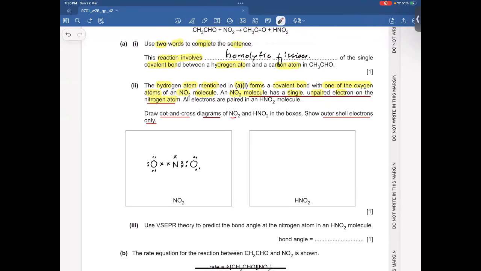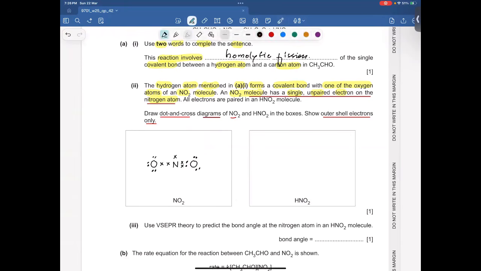But in this dot and cross diagram, you have noticed one thing, that nitrogen and oxygen have a double bond, whereas nitrogen and oxygen also have a dative bond. A dative bond is also called a coordinate covalent bond, and nitrogen has one single unpaired electron. That is the whole criteria. That is the whole thing. Okay. So that's the structure of the NO2 molecule, but the hydrogen radical combined with this oxygen to give HNO2.